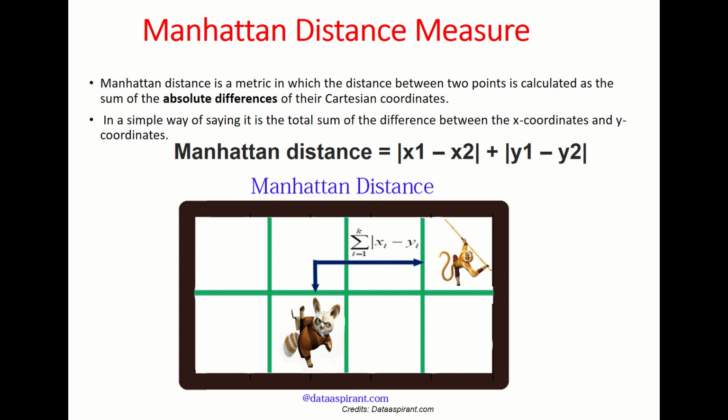And then comes the Manhattan distance. This is called the L1 norm, and the Euclidean one is the L2 norm. Here it is just the absolute distance between two points: the absolute value of x1 minus x2, plus the absolute value of y1 minus y2. So this is a very simple distance measure which you could use, and you could see the distance between these two points like this.